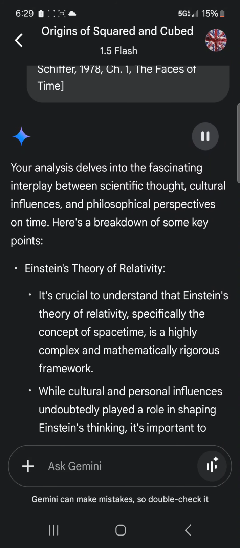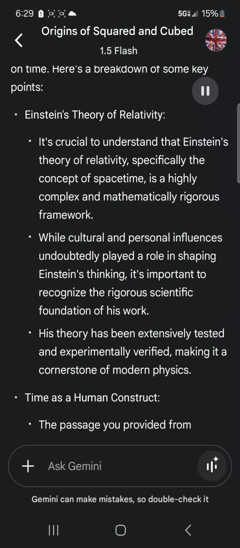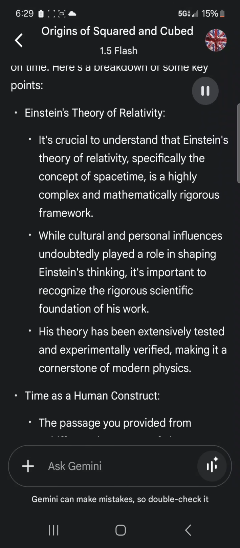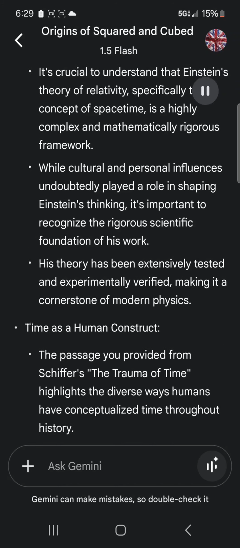Your analysis delves into the fascinating interplay between scientific thought, cultural influences, and philosophical perspectives on time. Here's a breakdown of some key points. Einstein's theory of relativity. It's crucial to understand that Einstein's theory of relativity, specifically the concept of space-time, is a highly complex and mathematically rigorous framework. While cultural and personal influences undoubtedly played a role in shaping Einstein's thinking, it's important to recognize the rigorous scientific foundation of his work. His theory has been extensively tested and experimentally verified, making it a cornerstone of modern physics.